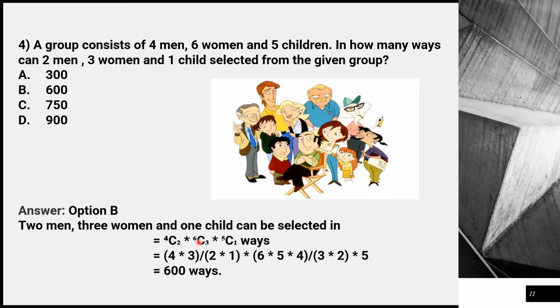where 2 are selected out of 4 men. 6 is the total number of women, so 3 are selected out of 6. 5 is the total number of children, so 1 is selected out of 5. Solving this gives 600. So the option is B.